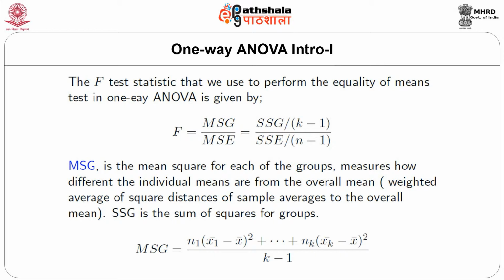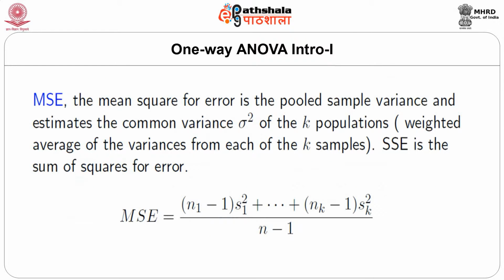Weighted average of square distances of sample averages to the overall mean. SSG is the sum of squares for groups. MSG is equal to n1 into (x1 bar minus x bar) whole square plus dot dot dot plus nk into (xk bar minus x bar) whole square, divided by k minus 1.